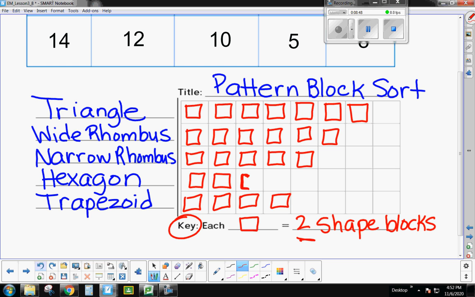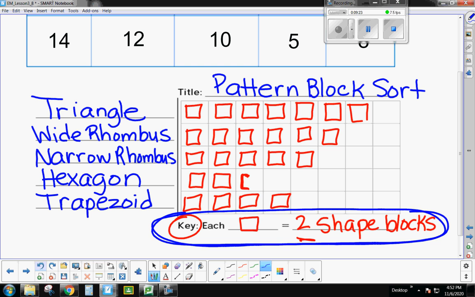I can still answer questions like how many more? If I want to know how many more triangles I had than wide rhombuses, well, I know that I have 14 triangles and 12 wide rhombuses, and I can subtract those 2 numbers. Or I can clearly tell that this is the only one not filled in, and each of these spaces is worth 2. So I had 2 more triangles than wide rhombuses. Okay, the biggest thing, guys, you have to remember is this down here. Your pictograph is going to have a key. You're going to have to decide what you want your picture to be and what you want each picture to represent. You're going to have to choose your scale. Do you want each picture to represent 2, 4, 5, 10, 1? You have to choose your scale.